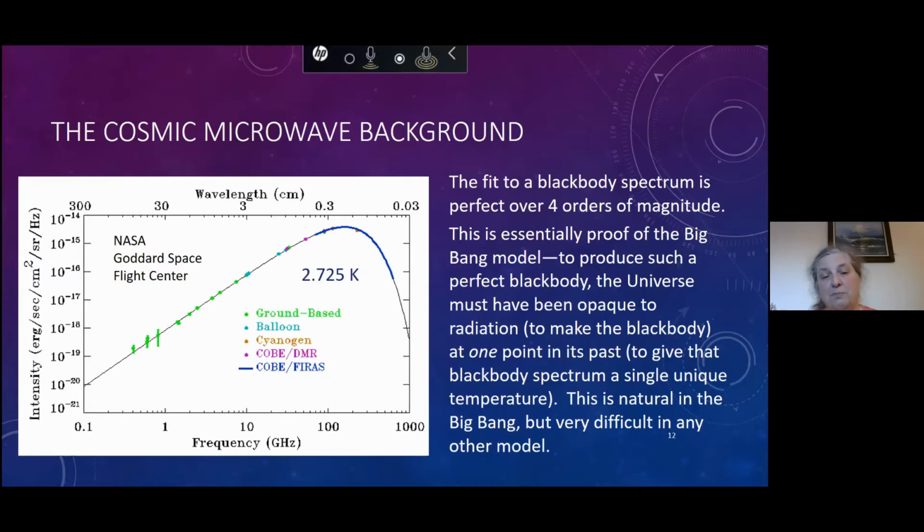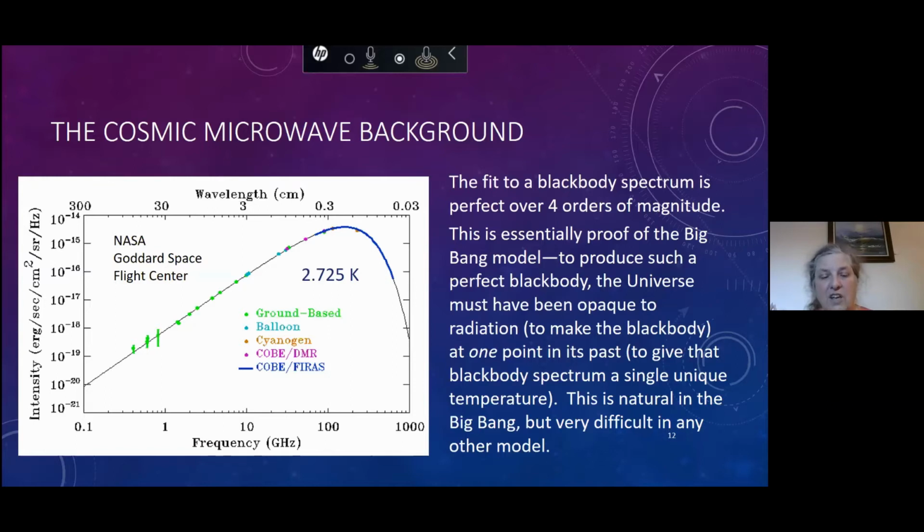That 1950s prediction said a temperature of the order of 5 Kelvin. So getting it right within a factor of 2 was a pretty good prediction. And this is essentially proof of the Big Bang model. This is a natural consequence of the universe having been opaque to radiation to create a black body spectrum at one single point in its past, to give that black body spectrum one single unique temperature. And so that comes about naturally in the Big Bang. It's very difficult to create in any other model.